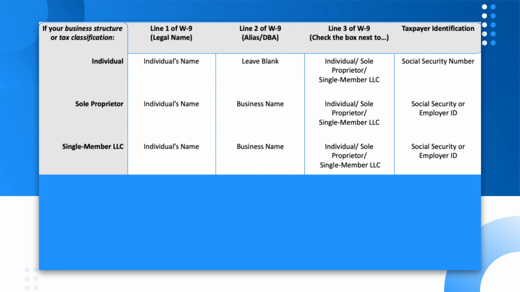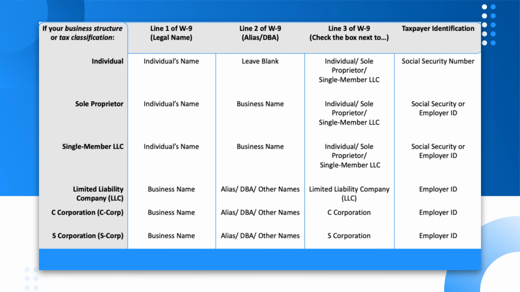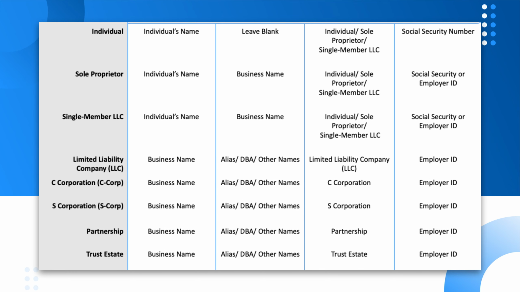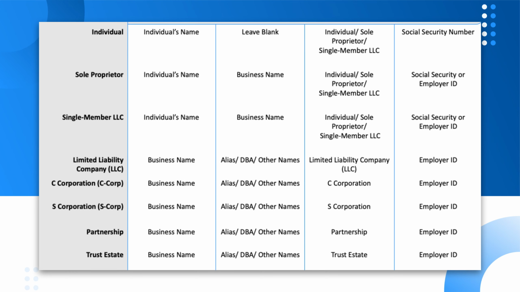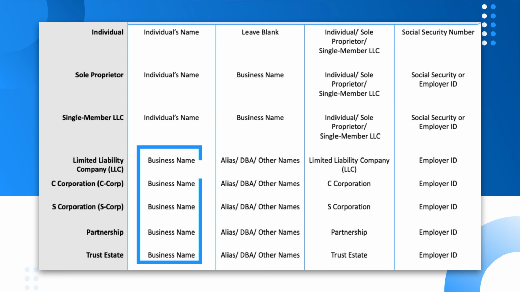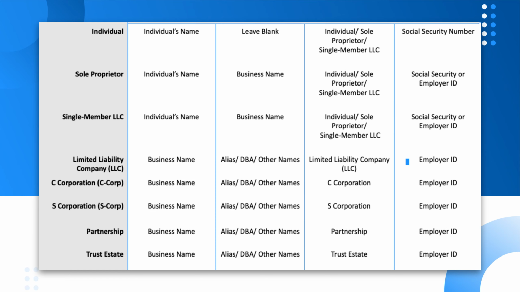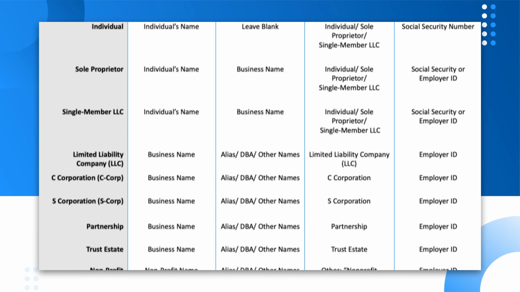If the tax classification of your company is a C Corp, S Corp, partnership, trust and estate, or an LLC with a tax classification of a C Corp, S Corp, or partnership, you can add your company name in line 1 and any alias or DBA in line 2. The appropriate tax classification box should be checked, and you should provide your employer ID number.